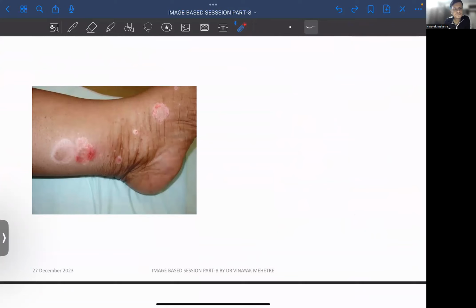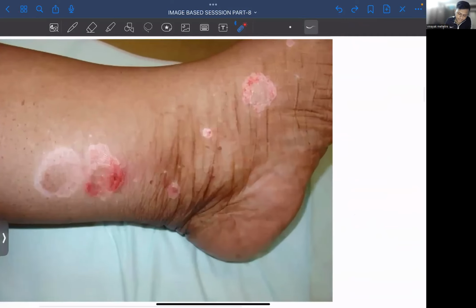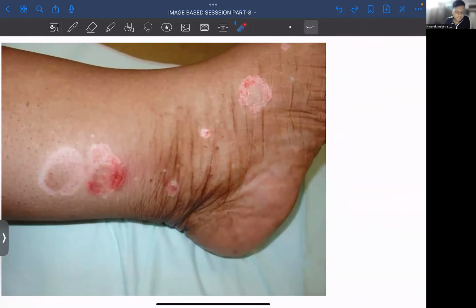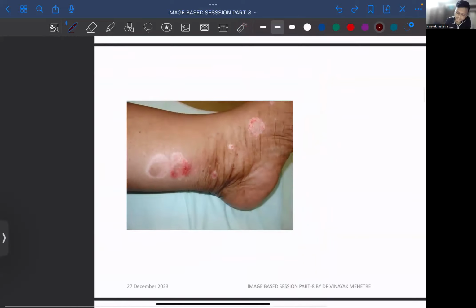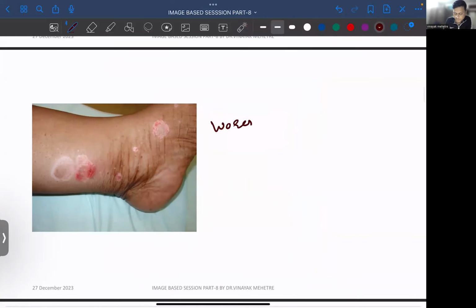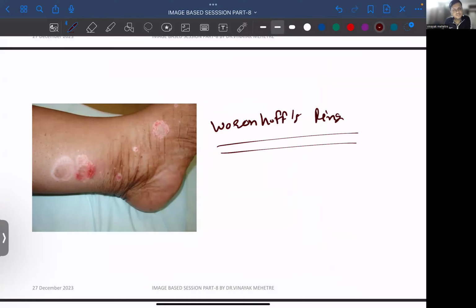What is this? As soon as you treat the psoriasis, after some time, what will happen? Wherever we had a lesion, there will be formation of a whitish line. It is called what? Woronoff ring. When does it occur? When we treat the psoriasis, this lesion will be left out. This remains at the end, it looks like this after treatment.